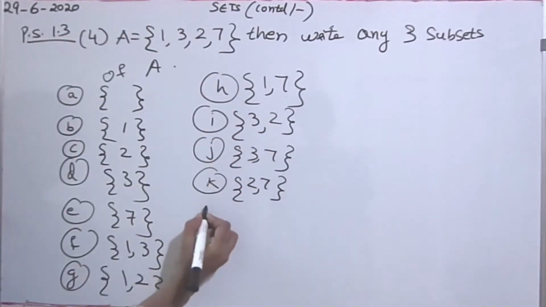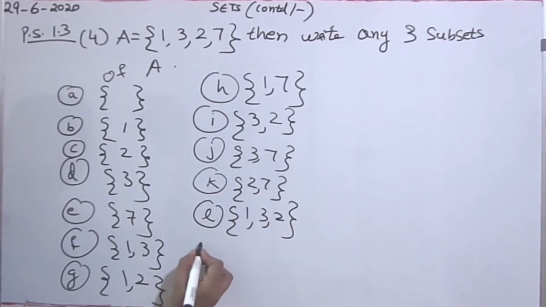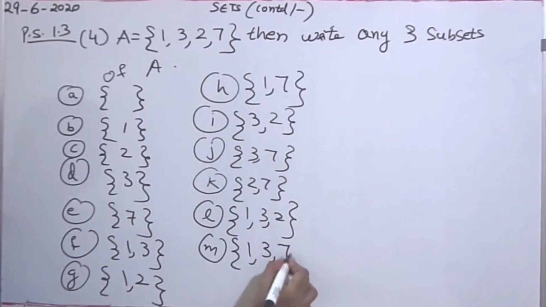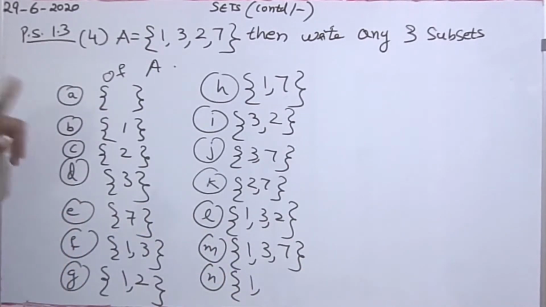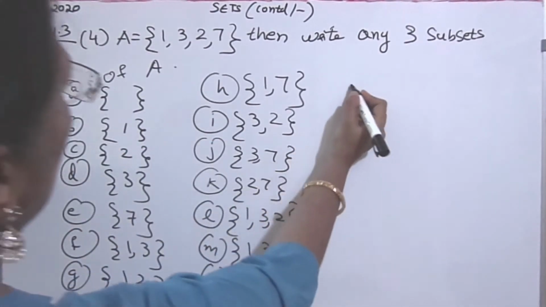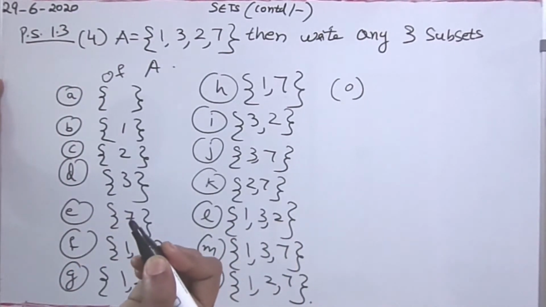Now let us take 3 elements. 1, 3, 2. Next we can take 1, 3, 7. Next we can take, 1, 3 is fixed. So now 1, 2, 3 is already written. 1, 2, 7 we can take. 1, 3, 7 is over.